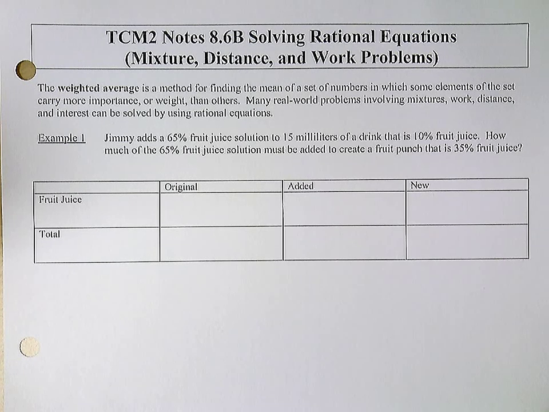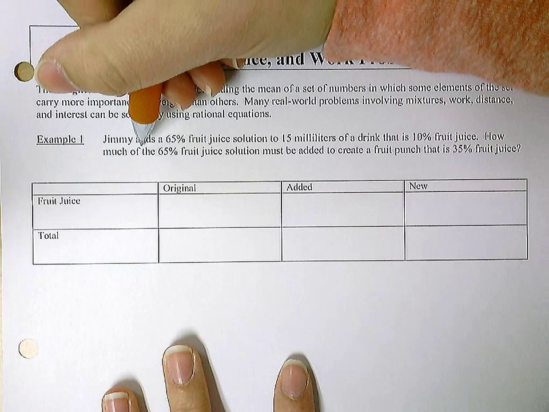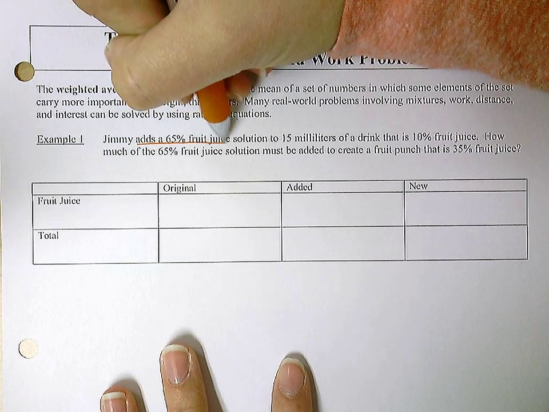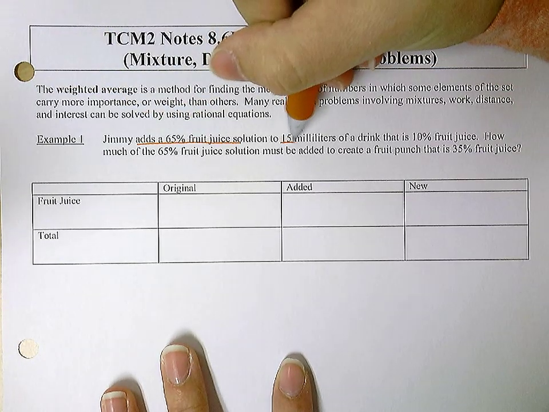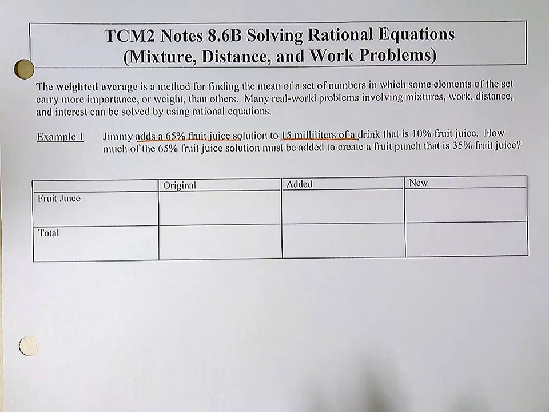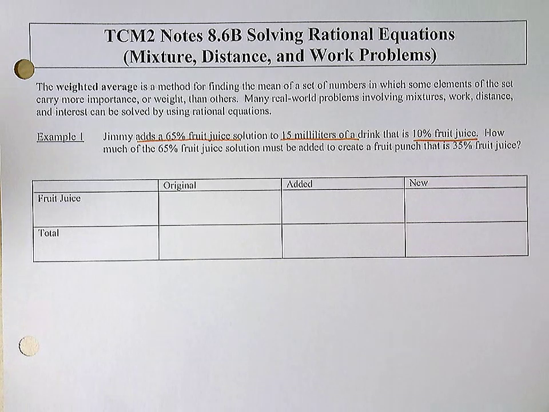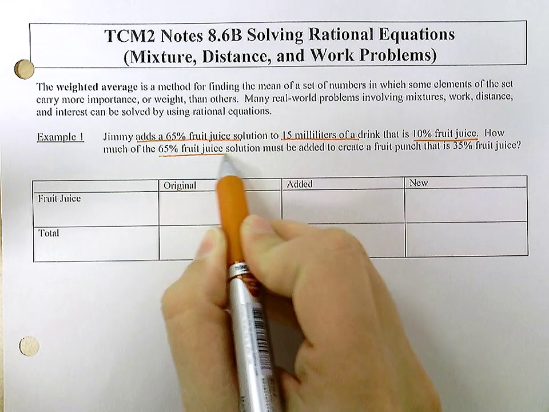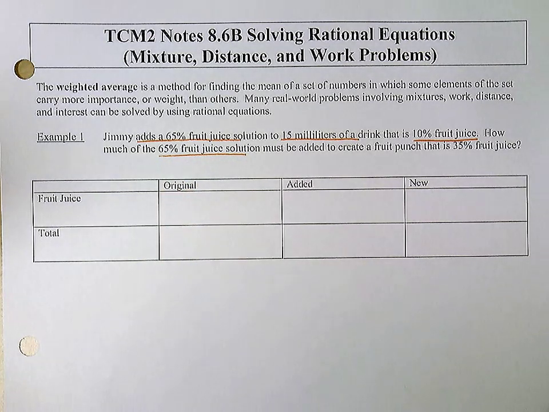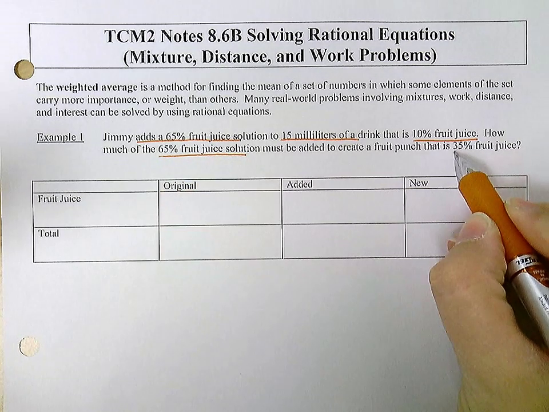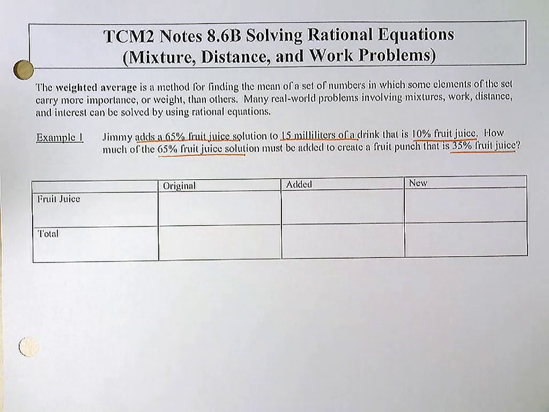Okay, so we are going to set up a rational equation. Example 1 says Jimmy adds a 65% fruit juice solution to 15 milliliters of a drink that is 10% fruit juice. How much of the 65% fruit juice solution must be added to create a fruit punch that is 35% fruit juice?